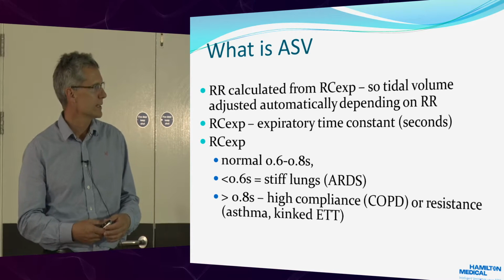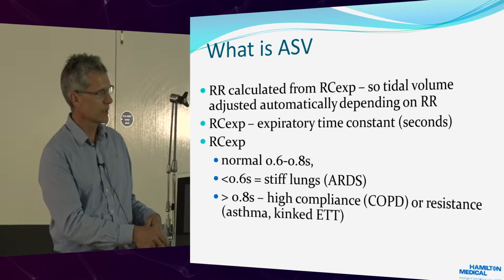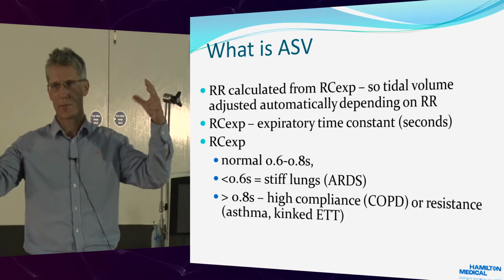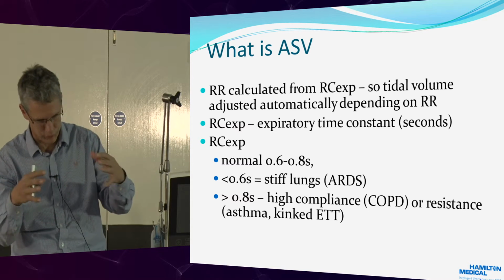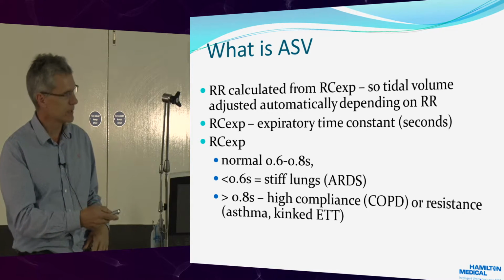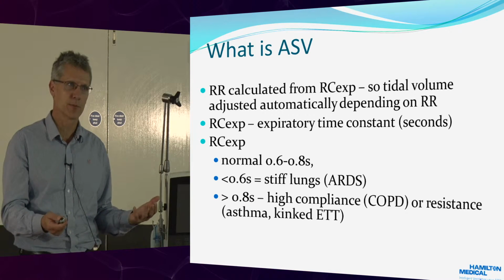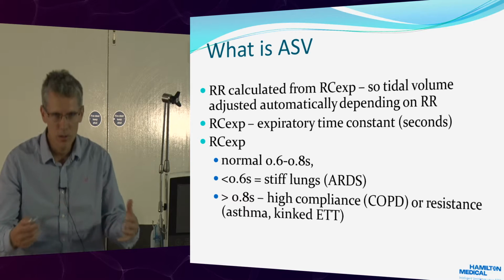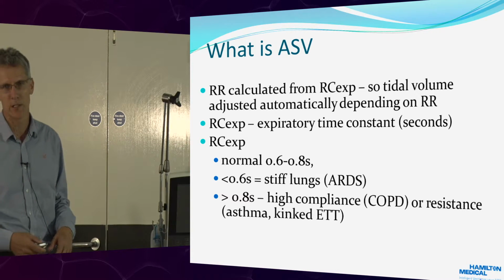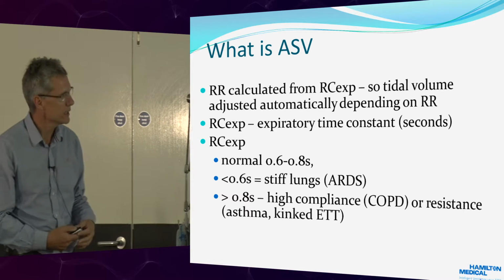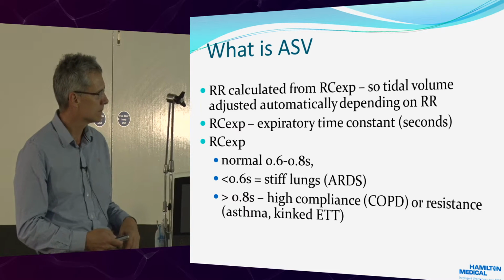And then if it's greater than 0.8 seconds, you've either got a very high compliance, so you've got a baggy pair of lungs, so COPD, so the lungs are emptying, or there's a resistance problem, or there's an airflow problem. So the patient might have asthma, so they're breathing out like that. You would have seen that clinically, or they might just bite their ET tube. And the ASV station this afternoon, I'll show you, we can demonstrate this.